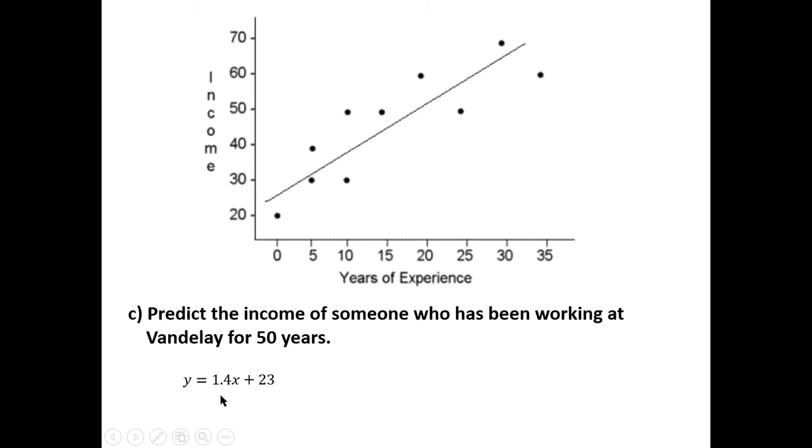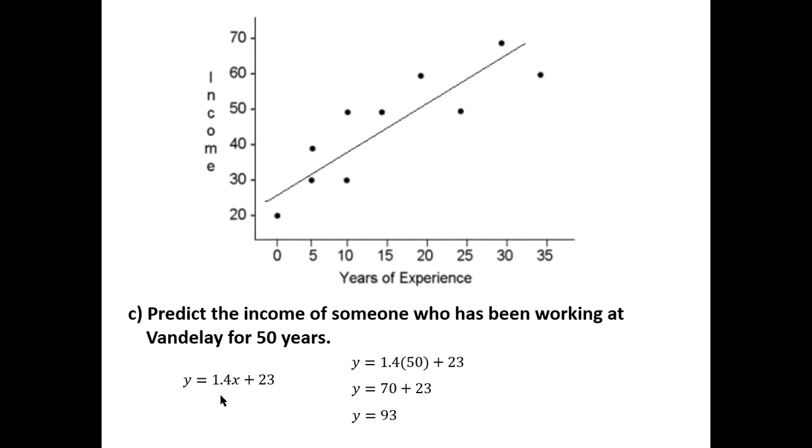So what we'll do is we'll start by plugging 50 in for x. 50 is our years of experience that we're interested in. And then just simplify. We'll multiply by 1.4, and that's going to give us 70. And then we'll add 23 to get us 93.